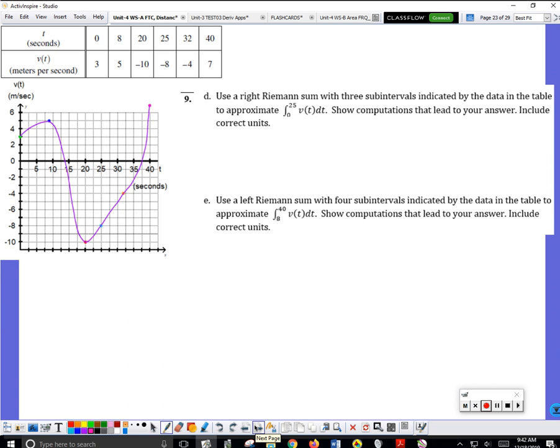Okay, 9D says, use a right Riemann sum with 3 subintervals indicated by the data in the table to approximate this integral. So everybody do that, go.